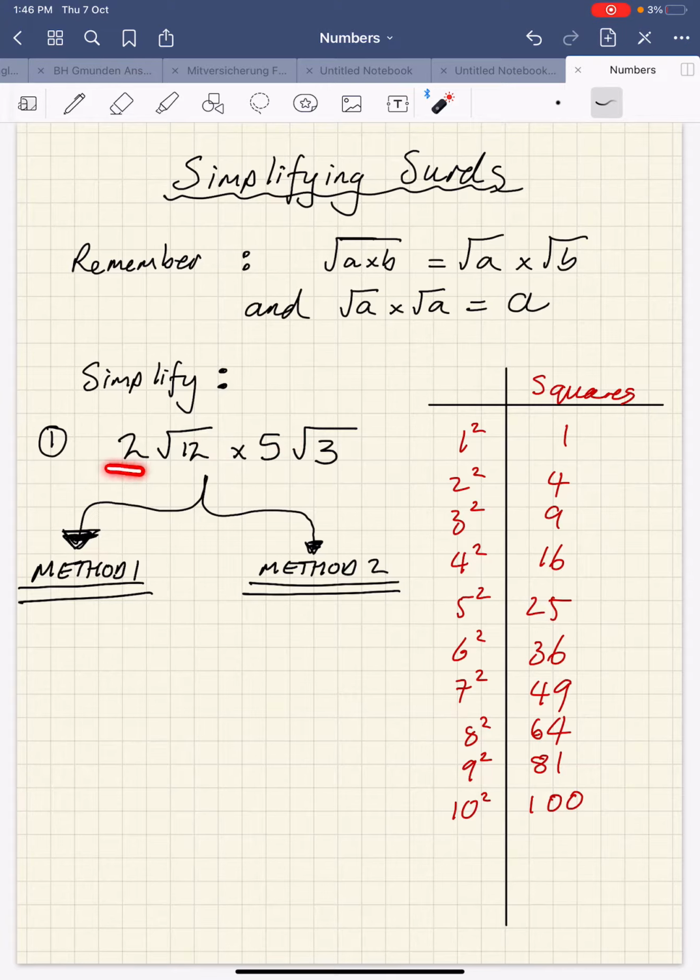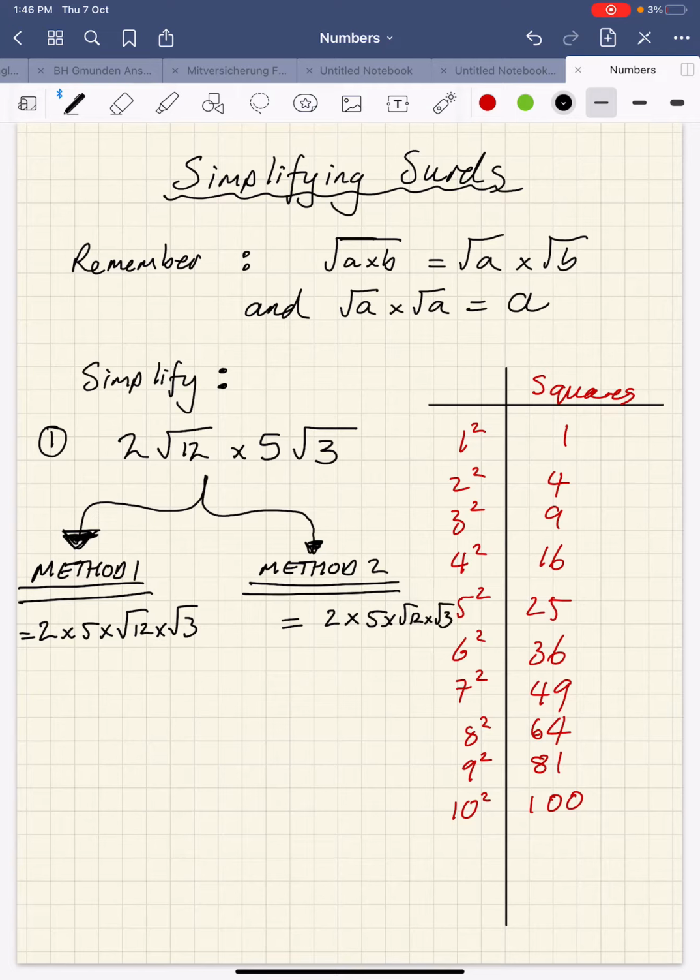So any multiplication that you have, you can rewrite it in any order you like. And I'm going to write it as 2 times 5 times root 12 times root 3. In fact, that's the same first step, no matter which method you use. And here, we'll combine the pieces. 2 times 5 is 10.